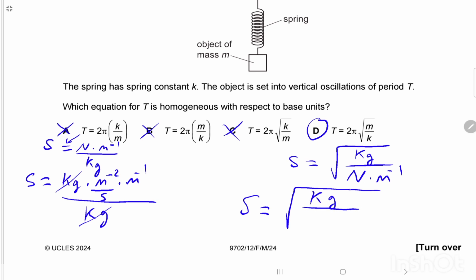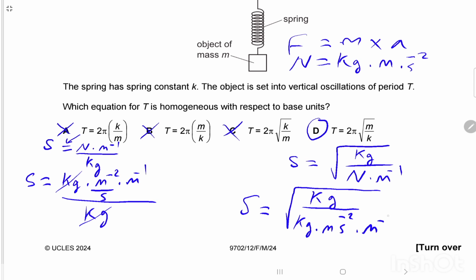As we said, Newton is kilogram, let's write it here, force equals mass times acceleration. So Newton is kilogram times meter second to the minus 2. So here you write kilogram times meter second to the minus 2 times meter to the minus 1.